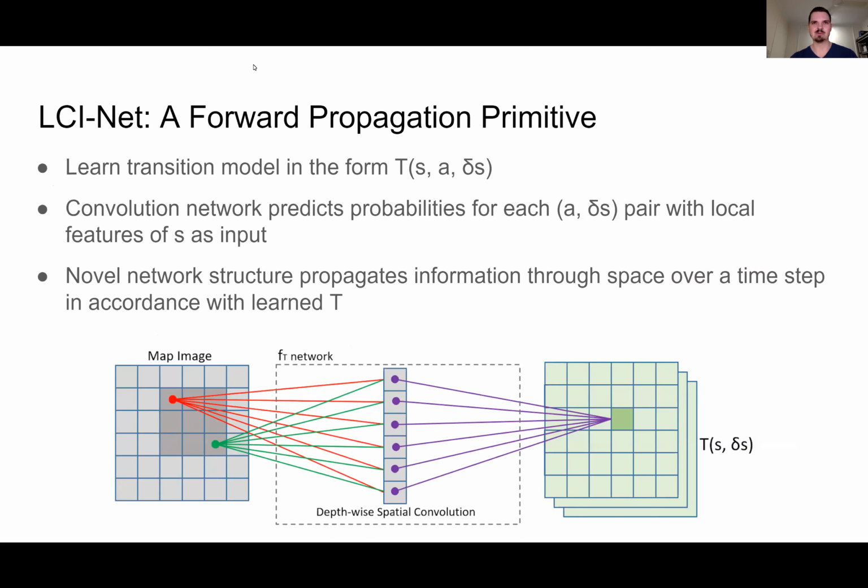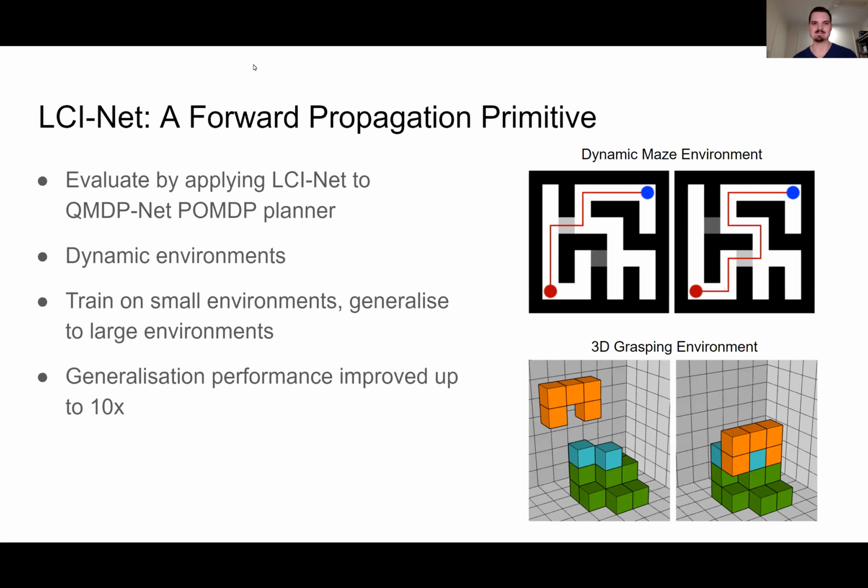LCI-Net learns a transition model conditioned on state S, action A, and relative state change delta S. A convolution network predicts transition probabilities for each combination of A and delta S using local features of S as input, while a novel neural network structure is used to propagate information over each time step in accordance with the learned transition model.